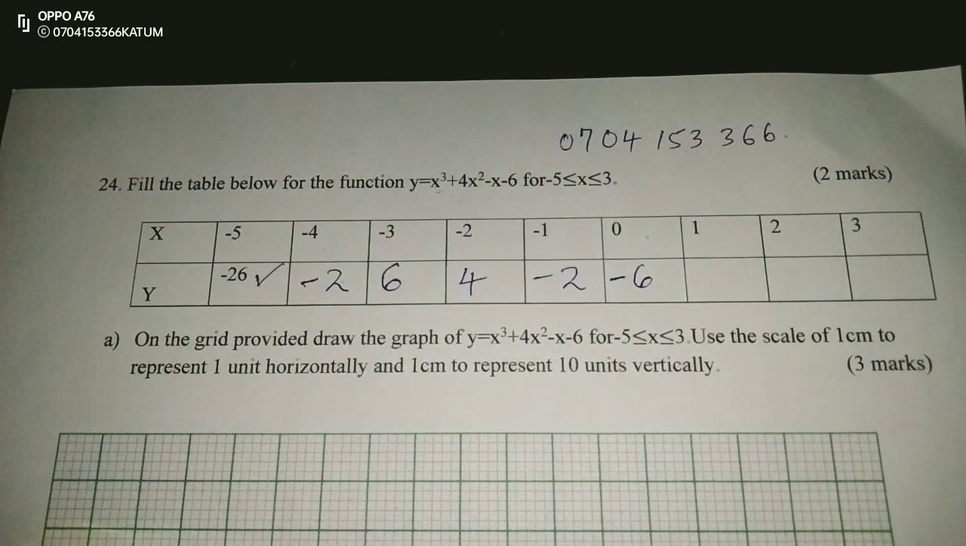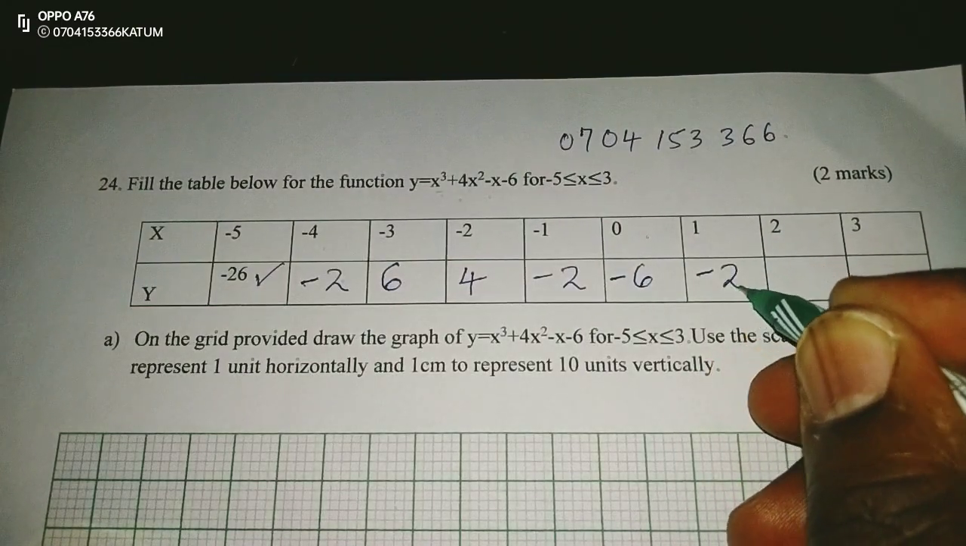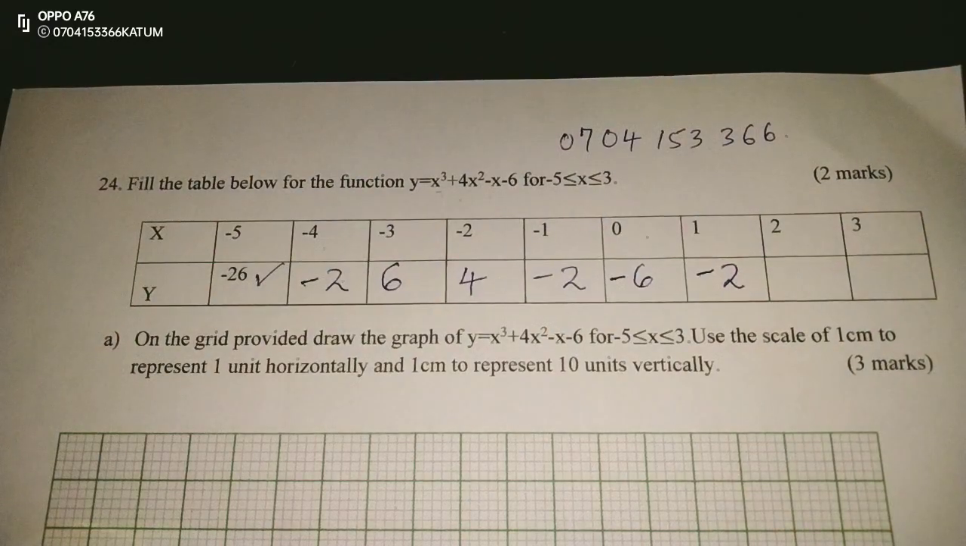So 1 cubed plus 4 times 1 squared, minus 1, then minus 6. This is giving me -2. We can go to where 2 is.